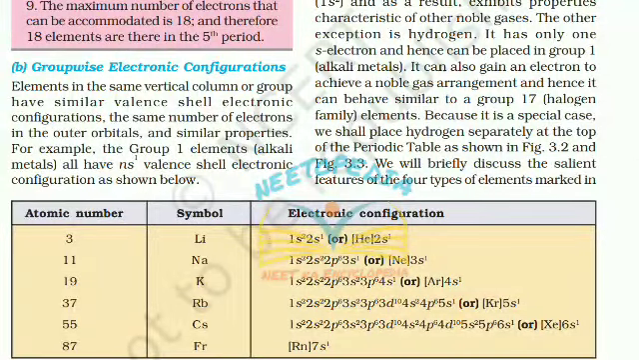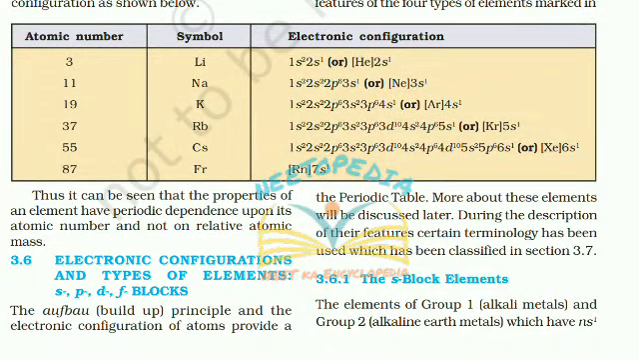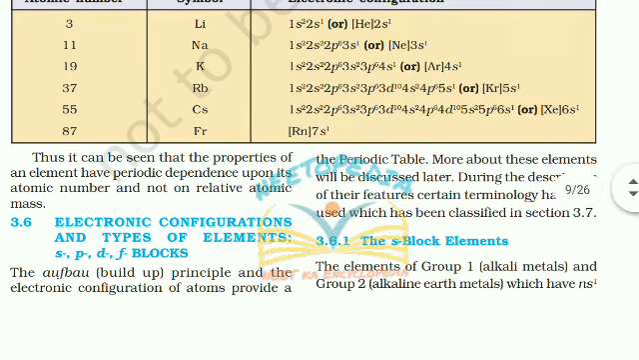B. Group-wise electronic configuration. Elements in the same vertical column or group have similar valence electronic configurations, the same number of electrons in the outer orbital, and similar properties. For example, group 1 elements, that is alkali metals, have ns1 valence electronic configuration as shown below. Thus it can be seen that the properties of the elements have periodic dependence upon their atomic number and not on relative atomic mass.